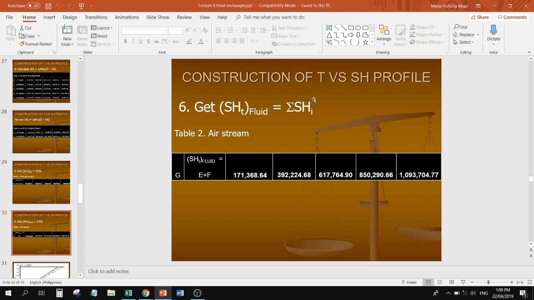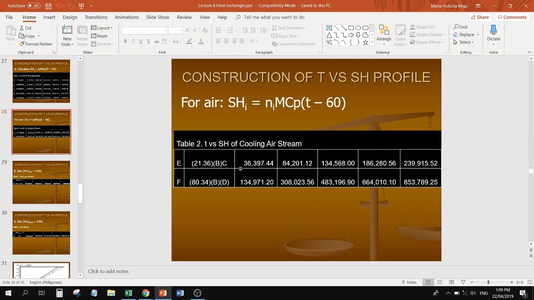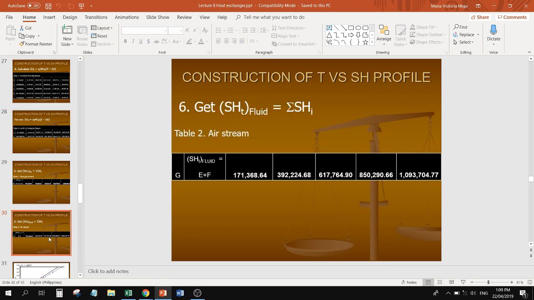And for the cold fluid or the working fluid stream, you have to do the same. You have to get the summation. So this value for 300 degrees Fahrenheit is a summation of the NMCP-dt for O2 and N2. Okay. So the next step would be plotting the graphs.